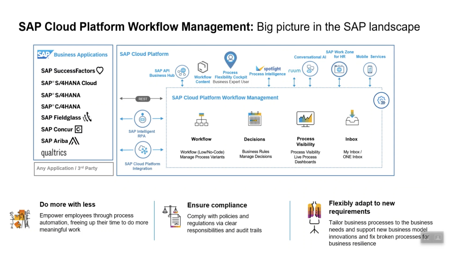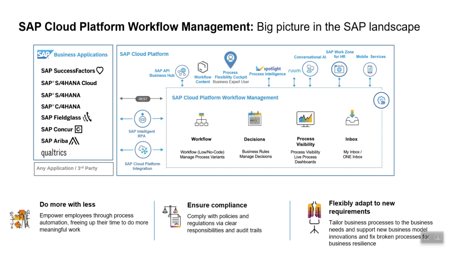SAP's Cloud Platform Workflow Management content can be published on SAP's API Business Hub and can be leveraged by a business expert user from the Process Flexibility Cockpit. So, it helps customers to do more with less, ensure compliance, and flexibly adapt to new business requirements, fixing the broken processes for business resilience.